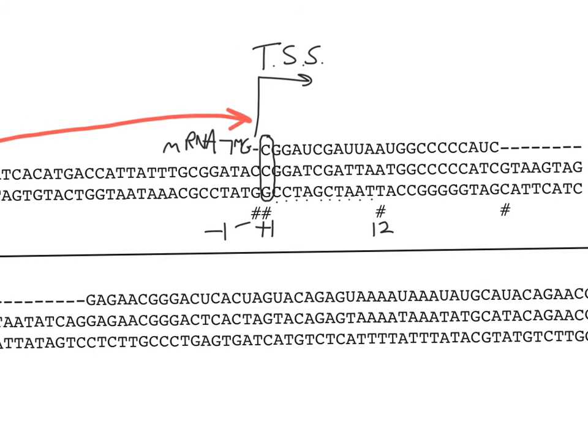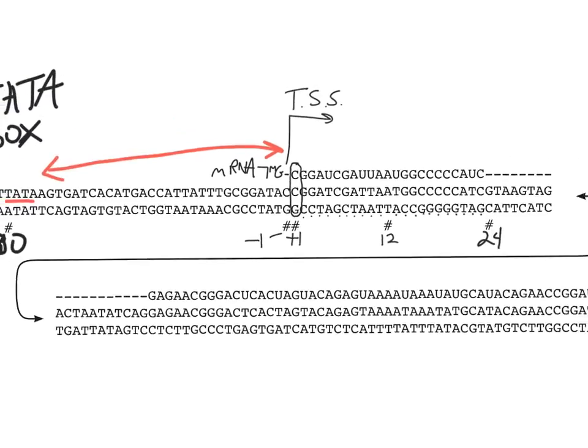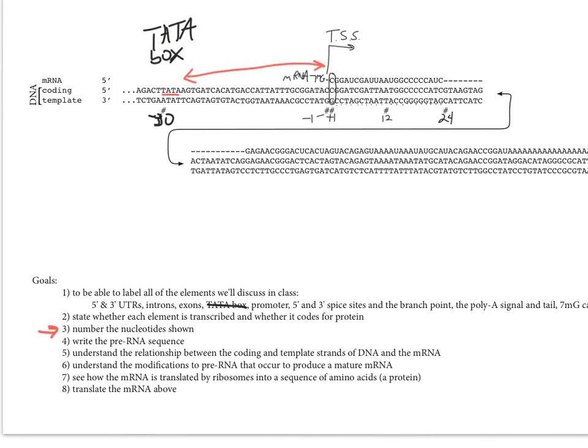And then you could do the same thing and figure out which number that is. Right, so that's 12. So that's the 24th nucleotide. Okay, so we've numbered the nucleotides. We've found the TATA box.